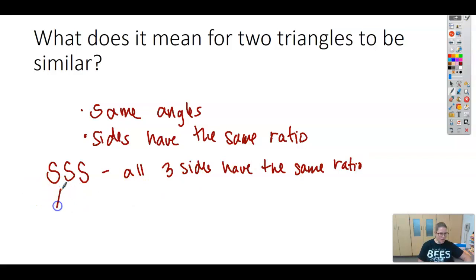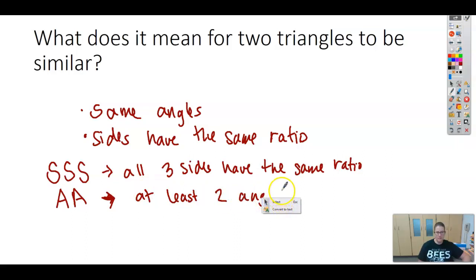If I know at least two of the angles are the same, then we'll know that the triangles are similar.